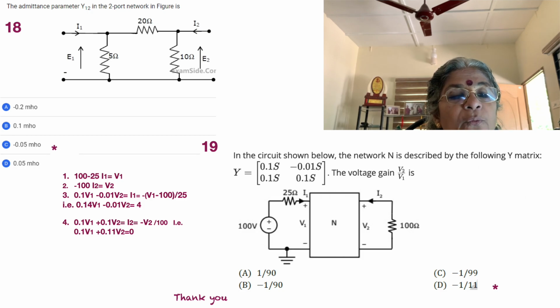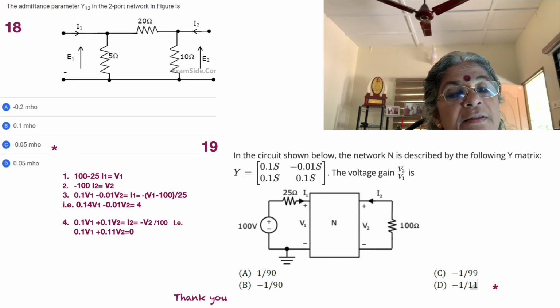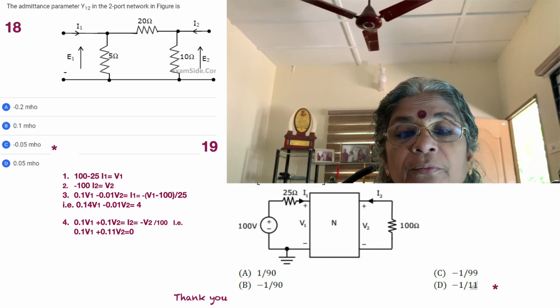So we see that 0.1 V1 minus 0.01 V2 is equal to I1. Okay, and here you substitute for I1 as equal to 100 minus V1 by 25, which is what is given there. So now rearranging, we see that 0.14 V1 minus 0.01 V2 is equal to 4. Okay, so easily you have a relationship between V1 and V2.